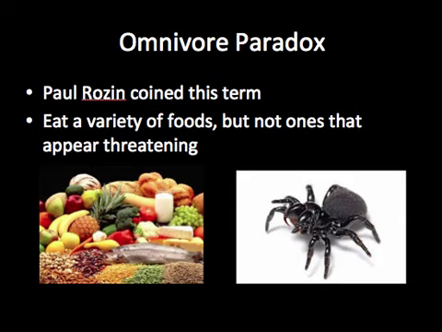Researcher Paul Rozin coined the term omnivore's paradox. The paradox is that as omnivores, we are exposed to a variety of foods, so we have some options in determining what to eat or what not to eat. Ultimately, we do not eat ones that appear threatening.